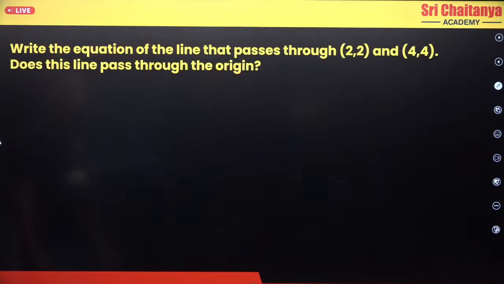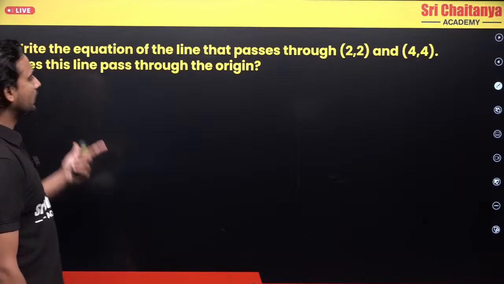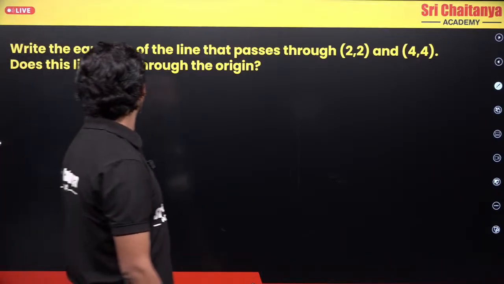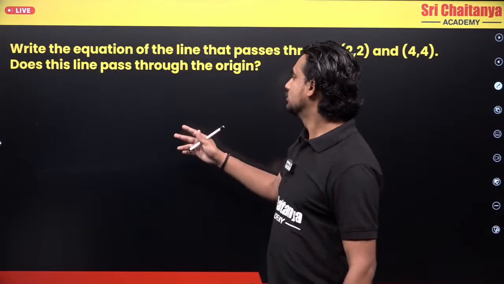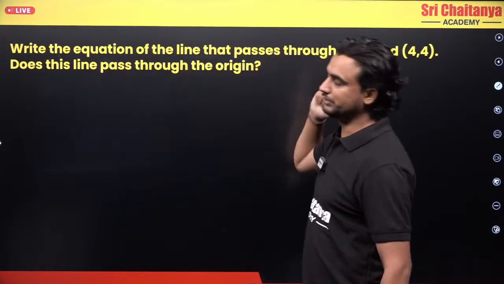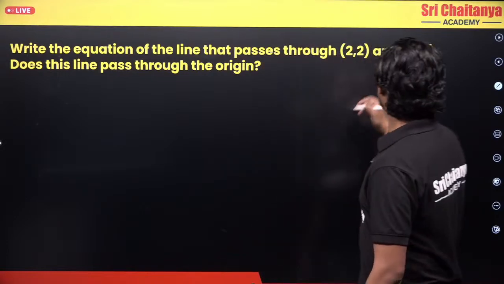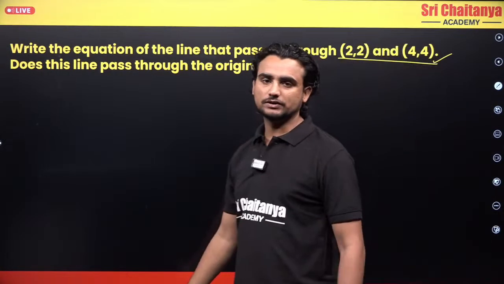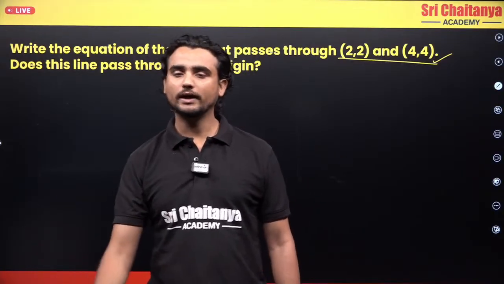So now let's move forward. Now we'll write the equation of the line that passes through 2, 2 and 4, 4. He is also asking, does this line pass through the origin? Let's first solve this question. The first part is to write the equation of a straight line that passes through 2, 2 and 4, 4.